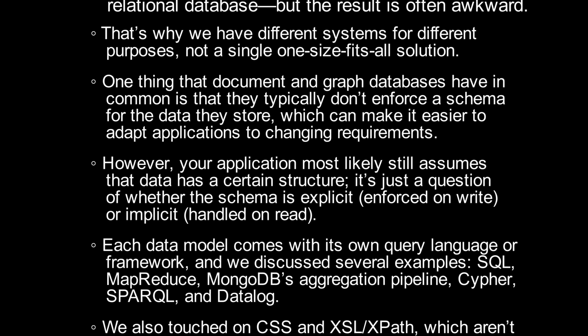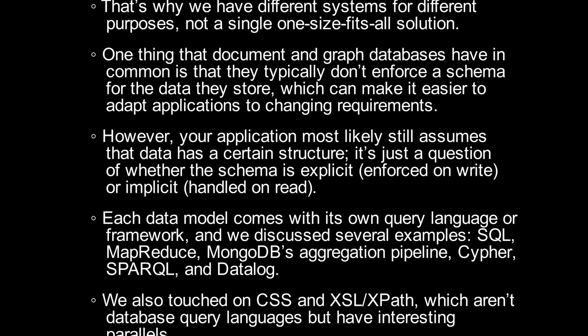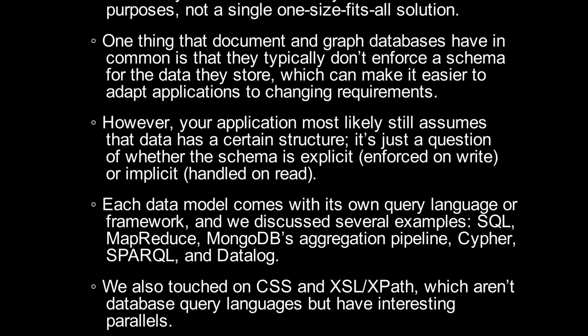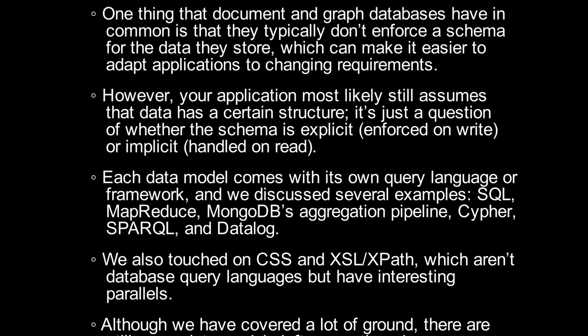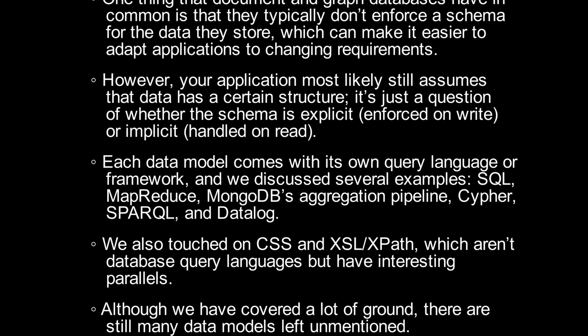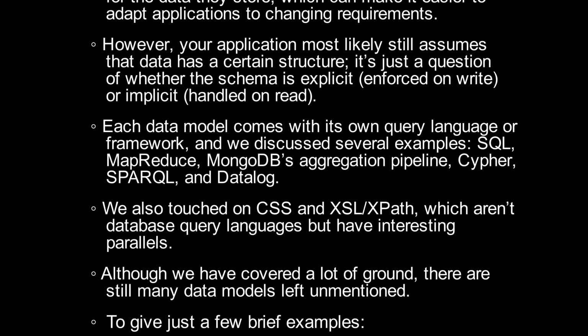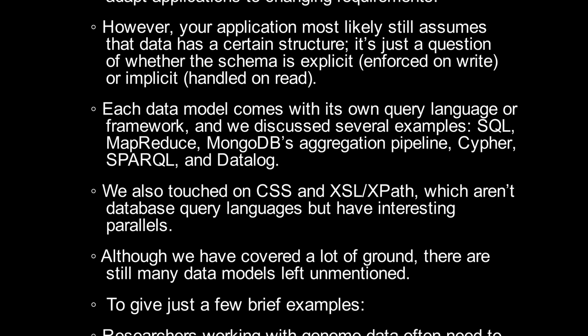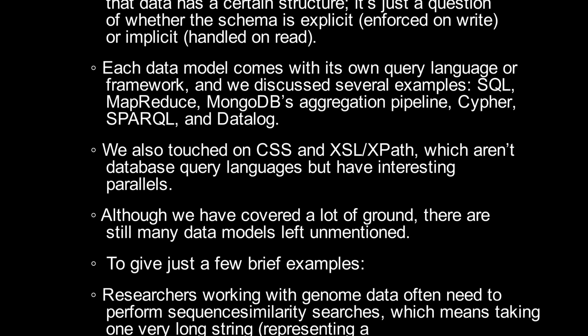Each data model comes with its own query language or framework, and we discussed several examples: SQL, MapReduce, MongoDB's aggregation pipeline, Cypher, SPARQL, and Datalog. We also touched on CSS and XSL/XPath, which are not database query languages, but have interesting parallels. Although we have covered a lot of ground, there are still many data models left unmentioned.